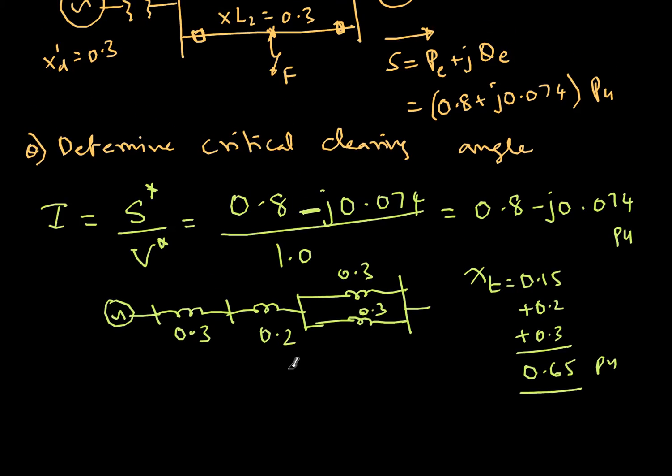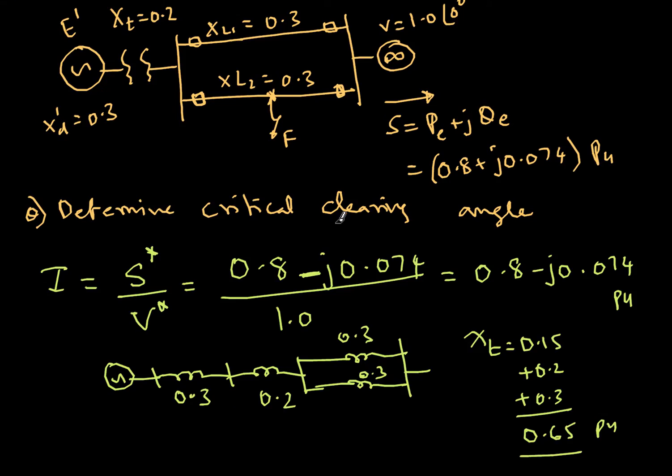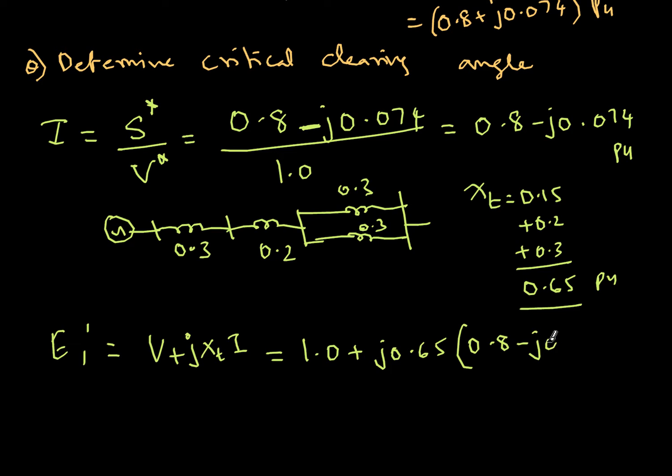So I know the total current and the total reactance. From that I can find out E dash. E dash is nothing but the receiving end voltage plus the drop, that is j times X total times I. So I know the voltage is 1, X is j0.65, and the current is 0.8 minus j0.074. Once I do this calculation, I will get the value of E1.